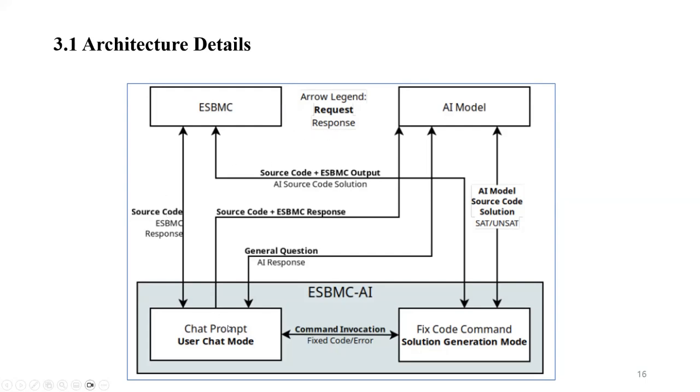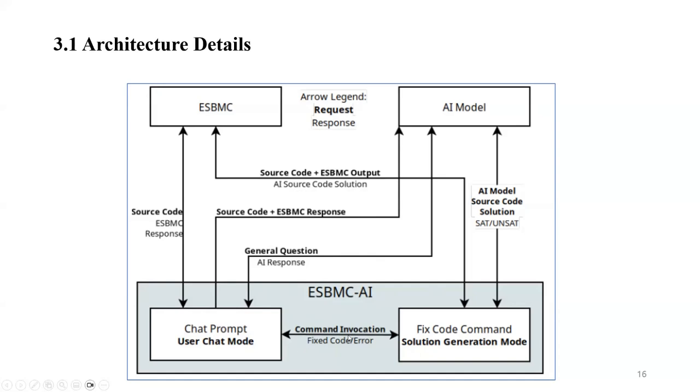For example, if the user requests the output from ESBMC, it will interact with the framework. ESBMC will reply with the output of the source code. Then, along with the source code and the ESBMC verification results, the user will ask the AI model. It can also ask some questions. The model can also reply with some explanation about the source code as well as the ESBMC response descriptions.